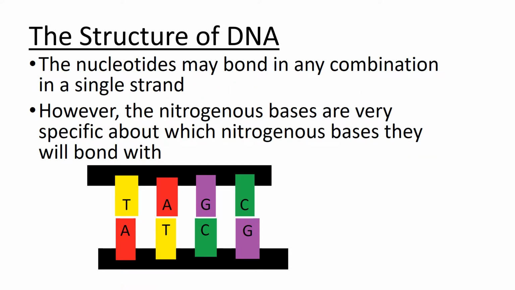We saw that the nucleotides may bond in any combination in a single strand. The 5-carbon sugars and the phosphate groups are not picky about which nitrogenous base is attached to any of the nucleotides. However, the nitrogenous bases are very specific about which nitrogenous bases they will bond with. So we have T here, we have A here, and we're going to see that it is no accident that these particular nitrogenous bases are combined with each other.